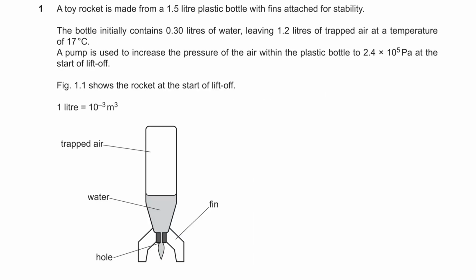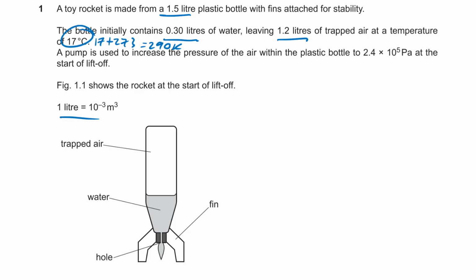Question 1, we have a toy rocket, a 1.5 litre plastic bottle. It contains that many litres of water to begin with, leaving that much trapped air at 17 degrees. Guaranteed we're going to have to turn that into Kelvin. Let's do that right now. 17 plus 273 gives us 290 Kelvin. 1 litre is a thousandth of a metre cubed.